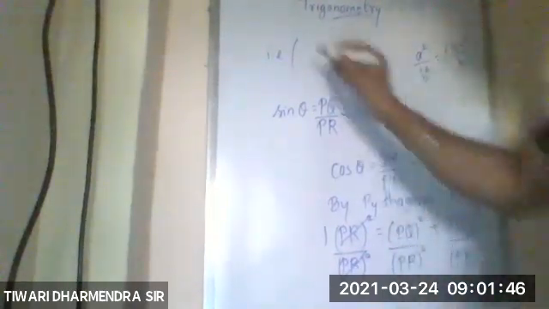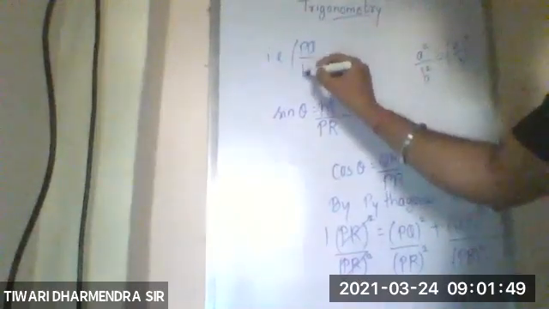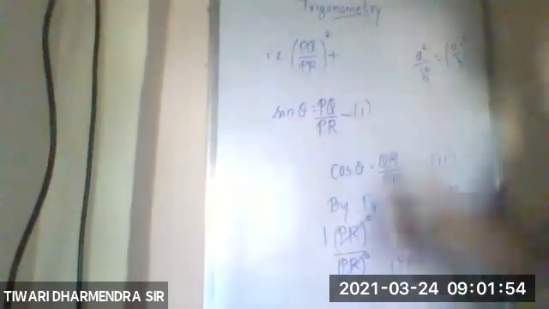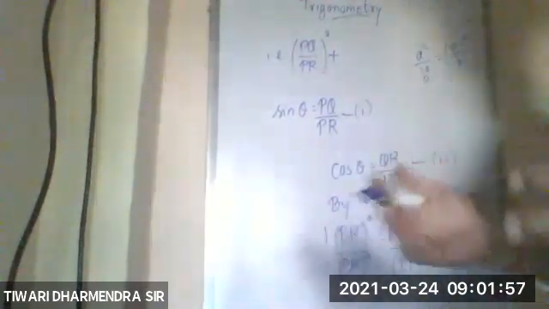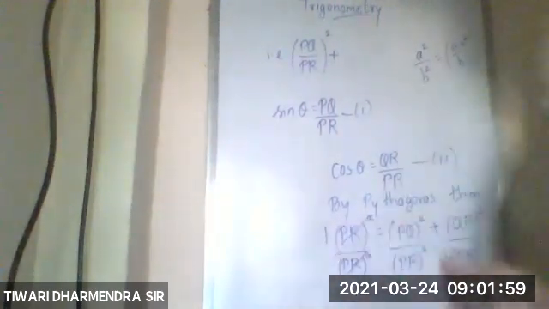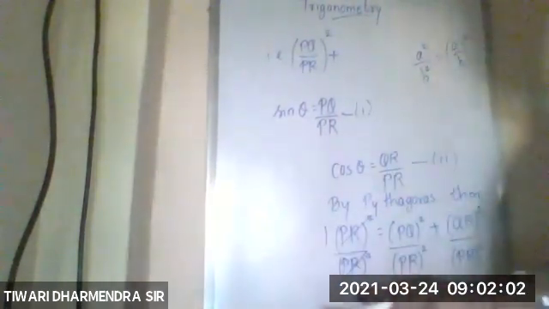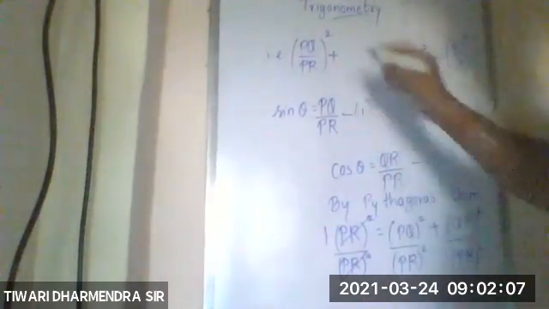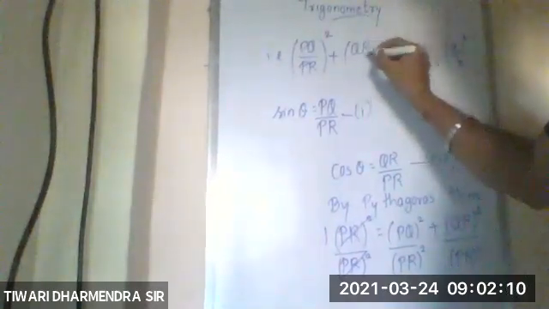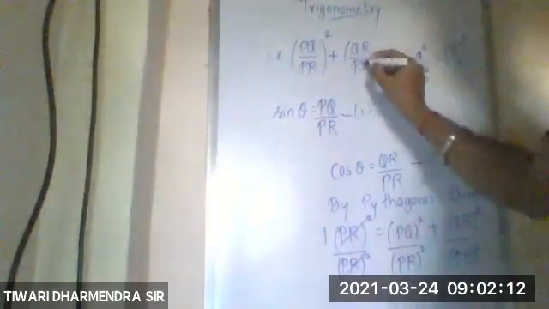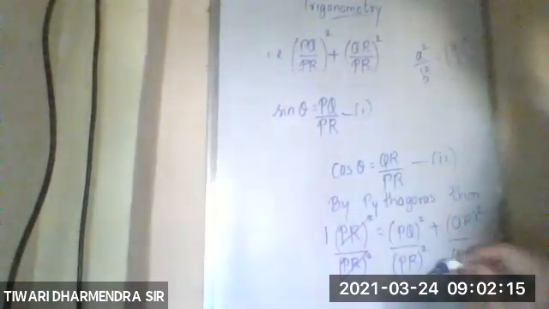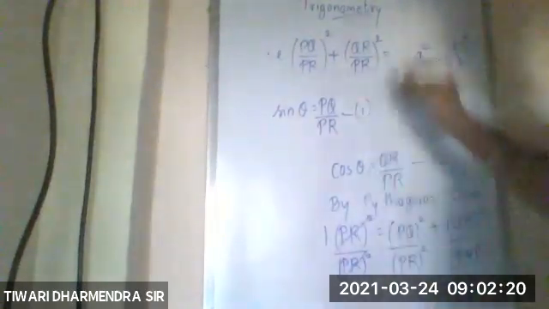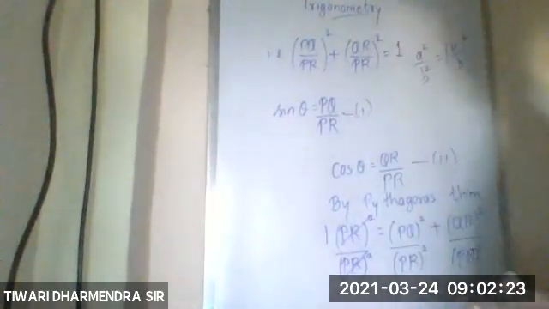PQ square upon PR square can be written as PQ upon PR the whole square. Hope this is clear. Plus, I'm writing the right hand side first. Right hand side equal to left hand side can be written as left hand side equal to right hand side, meaning A equal to 2 can be written as 2 equal to A. Not an issue, it means the same. Plus QR upon PR the whole square, and we have 1 on the left hand side. So I'm writing this here equal to 1.